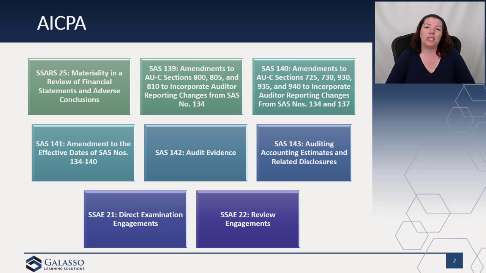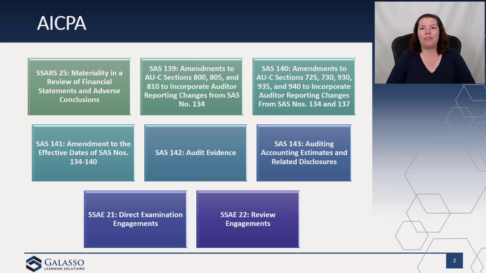And so SAS 142 updates the audit evidence standard to really focus on what are the qualities or the attributes of audit evidence as opposed to focusing on the procedure side of audit evidence. And so some pretty big changes there. Those won't be effective until 2022. So there is a little bit of a lag there. And then effective in 2023 is SAS 143, which is focusing on accounting estimates.